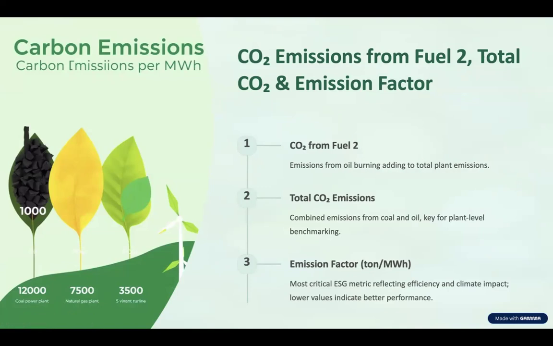It's a Vivant turbine. If you see electricity one, it will have only 3,500. So you can compare how much emission is happening in this case. The most critical ESG metric reflecting efficiency and climate impact is the emission factor. Lower value indicates better performance. Always remember that: lower value will be better performance. Clear? So that is the emission factor, tonnes per megawatt hour.